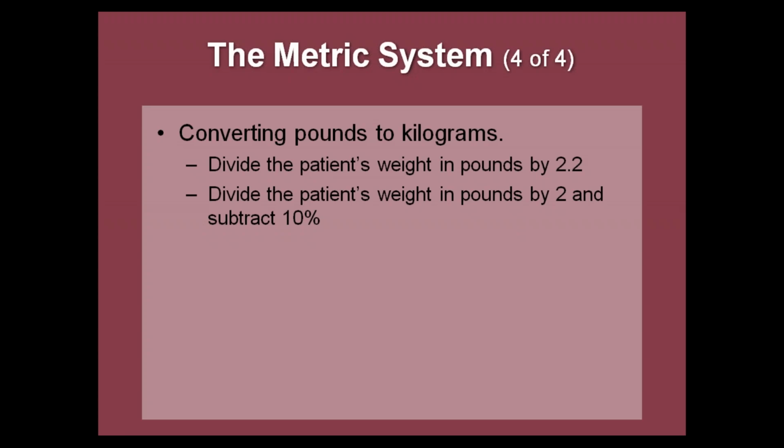If I divide 220 by 2, that's 110. 10% is 11, right? So technically 99, so we can use 100. So simple math: large adults, normal adult men, 220 pounds. Petite adult females, 110. 110 makes them 50 kilos. So 110 divided by 2 is 55 kilos, minus the 10% is 5. Makes sense? Okay. So 2 o'clock in the morning math: divide by 2, subtract 10%.